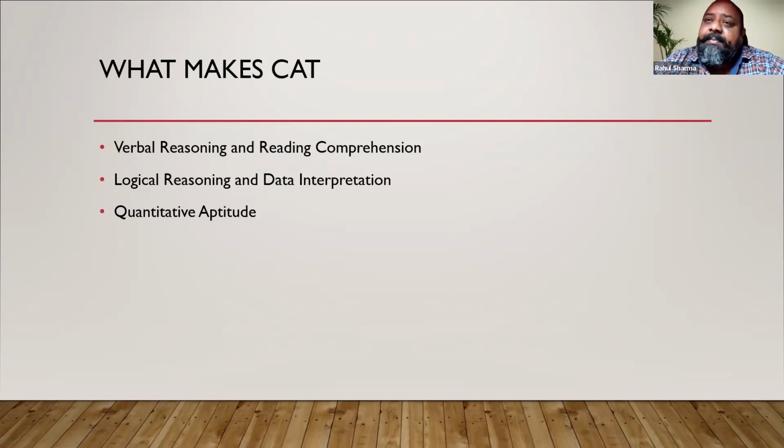All right. It happens in 3 slots in a day. So on a Sunday, the last Sunday of November, you will have the CAT examination. There will be 3 slots which are assigned by the CAT itself. You cannot choose the slot. Yes, it is a computer-based examination. So you go to a center where you give the examination, and the total duration is 2 hours.